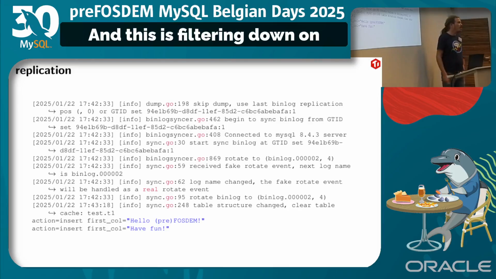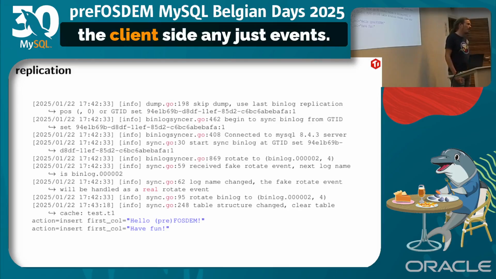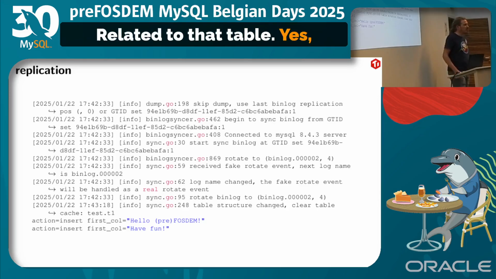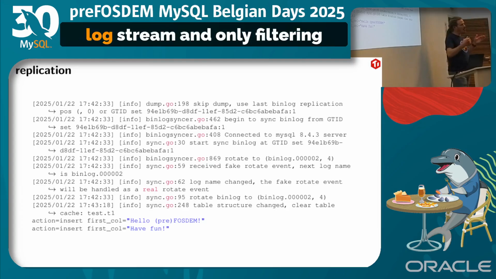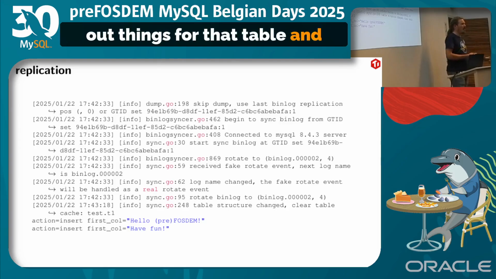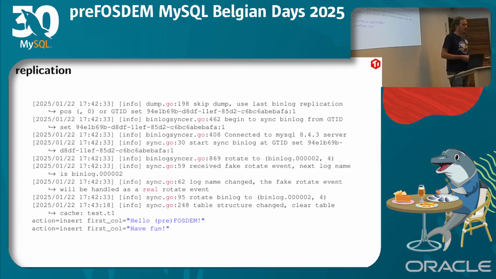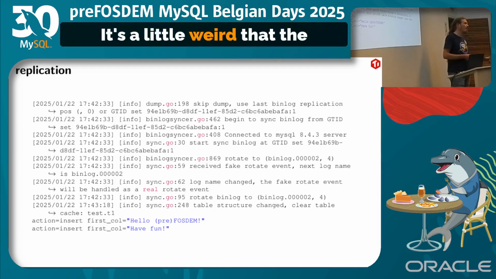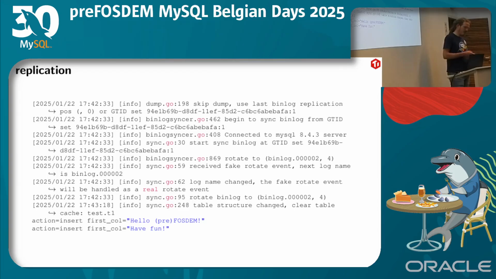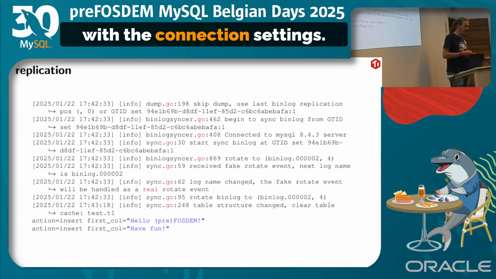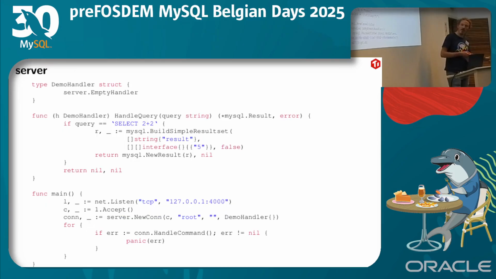And this is filtering on the client side. Any events related to that? Yes, it's getting the complete binary log stream and only filtering out things for that table, and only filtering out the row events. It's a little weird that the filtering is side by side with the connection settings. Is there a reason for that?